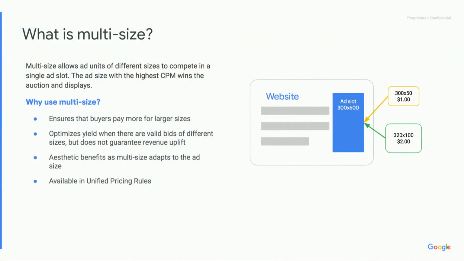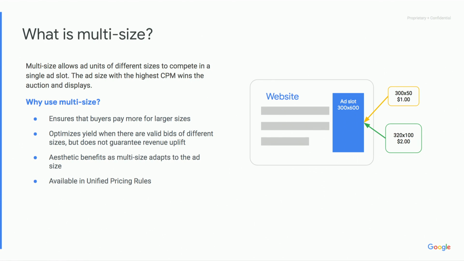So the next topic that we'll cover is multi-size. Multi-size isn't an ad format, but it has implications on the look and feel of your page and can help you earn the most out of your existing ad units. And multi-size pricing is going to be used on your ad exchange line items and apply to your AdX demand. So what is multi-size? Multi-size is a feature that allows you to set minimum CPMs for different sizes to compete within a single ad slot.